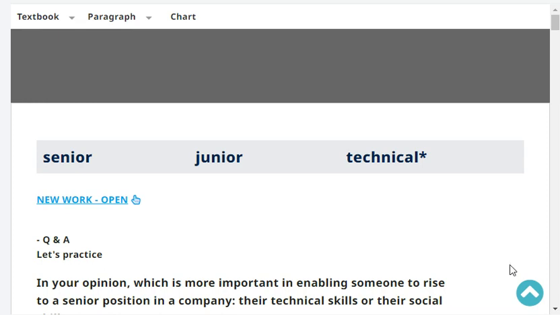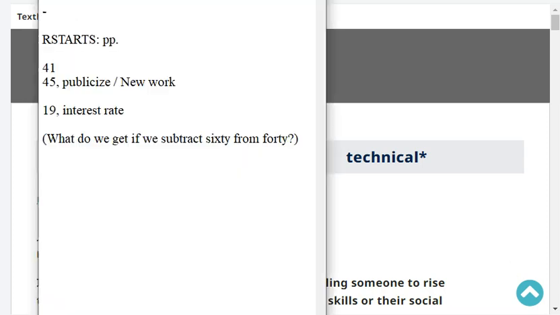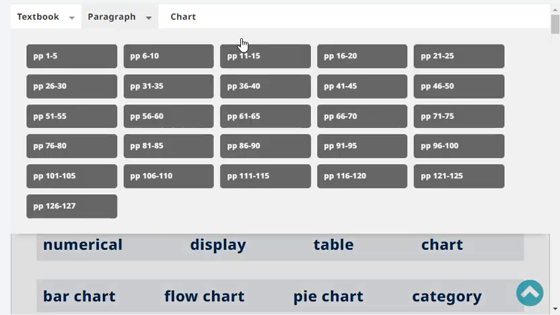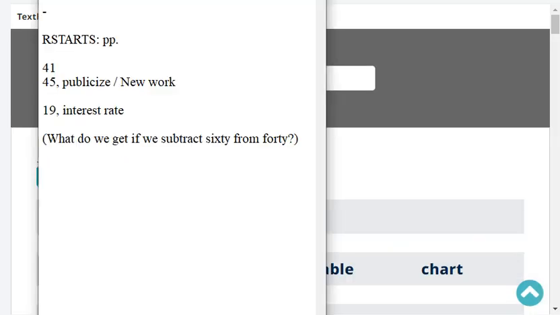But Callan for business. Okay, right. Very good. And we are at page 45. Page 45, yes. Okay, and the last headword was publicize.